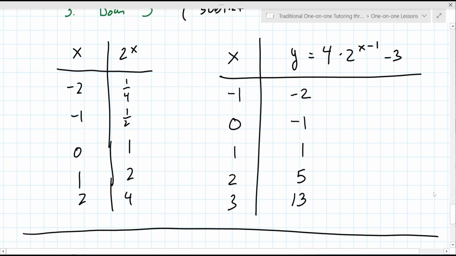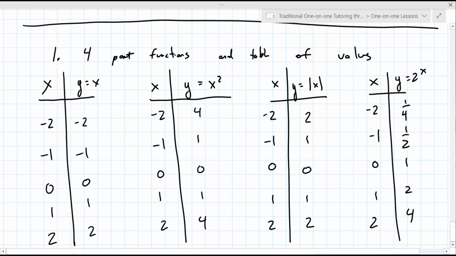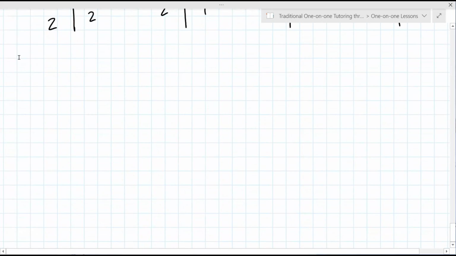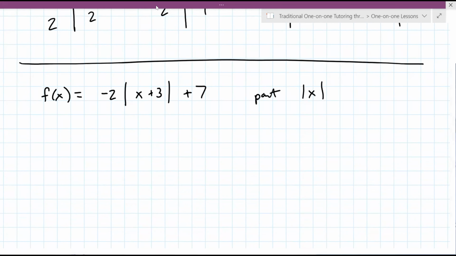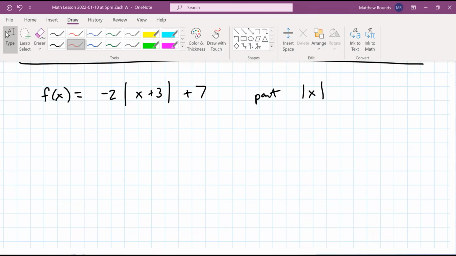All right. So let's do one more example here for that. Let's say f of x equals -2 absolute value x plus 3 plus 7. Okay. The parent function is the absolute value of x. Very good. There are 4 transformations here, and the first one is this plus 3.